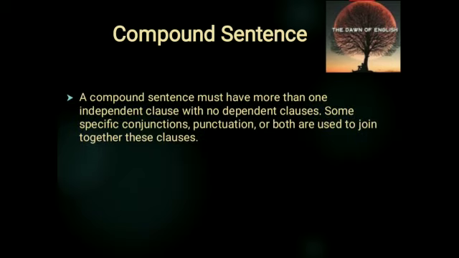Let's start our discussion with compound sentence. A compound sentence must have more than one independent clause with no dependent clauses, and some specific conjunction, punctuation, or both are used to join together these clauses. So we can understand a compound sentence in simple language as a combination of two simple sentences which are complete in itself, and they don't need any other clauses to complete its meaning.